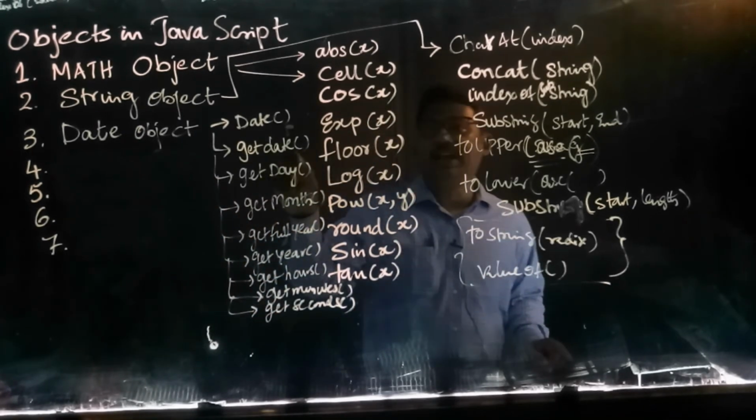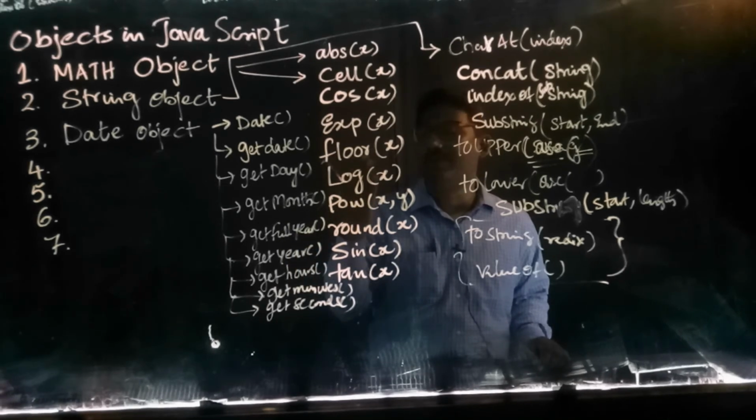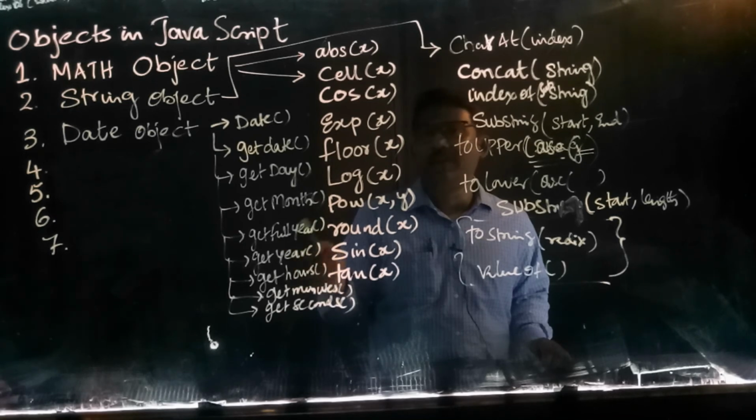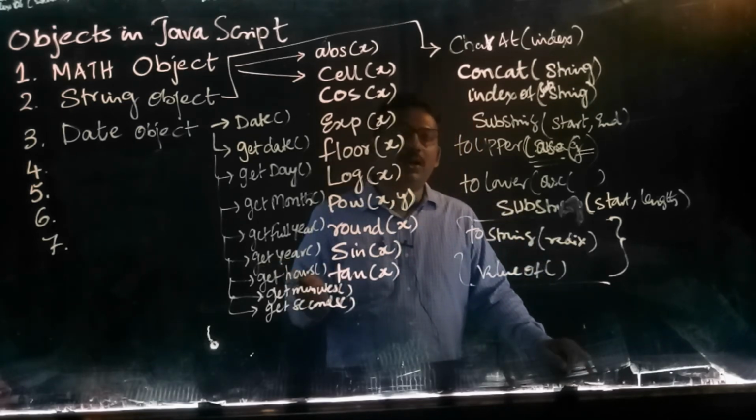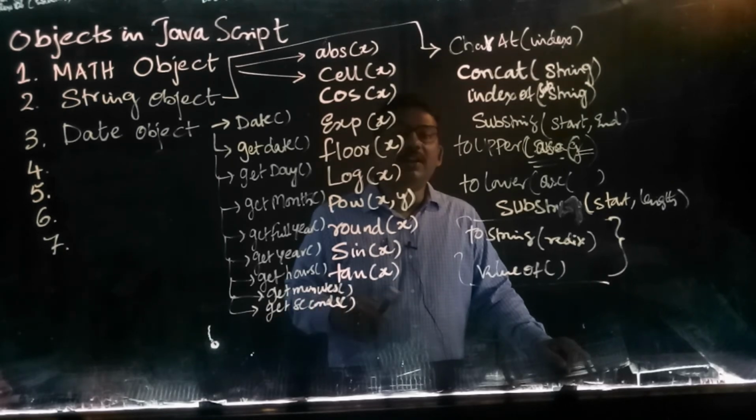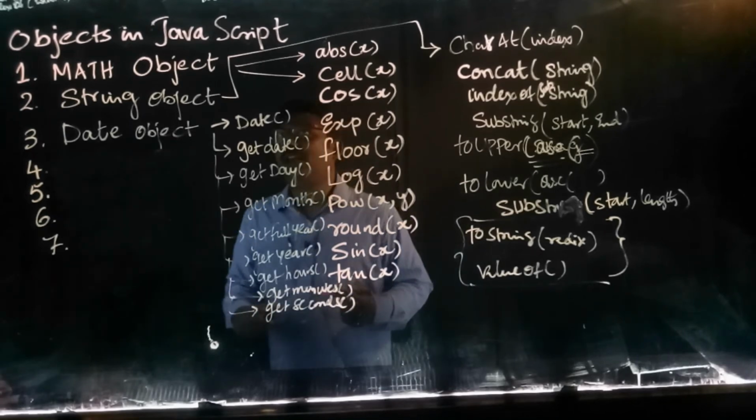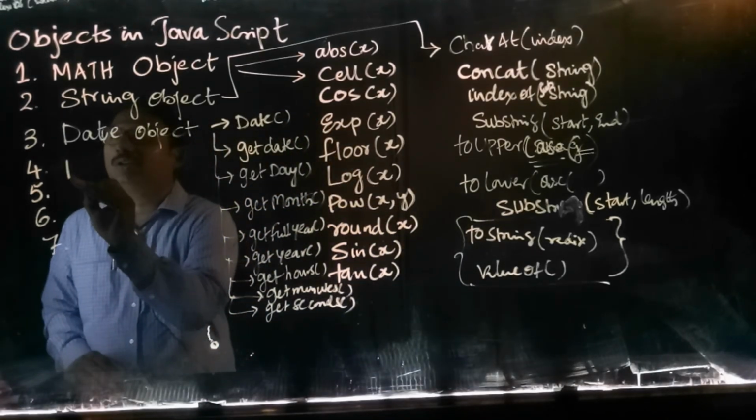For the date object, getDate will give you the system date, the day in the system, month, year. Full year means 2020, four digits it will give, and year means only two digits, 20, will be given. getHours gives the hours as per the system time, getMinutes gives the minutes, and the next is the seconds. After these functions, it is the Boolean object.